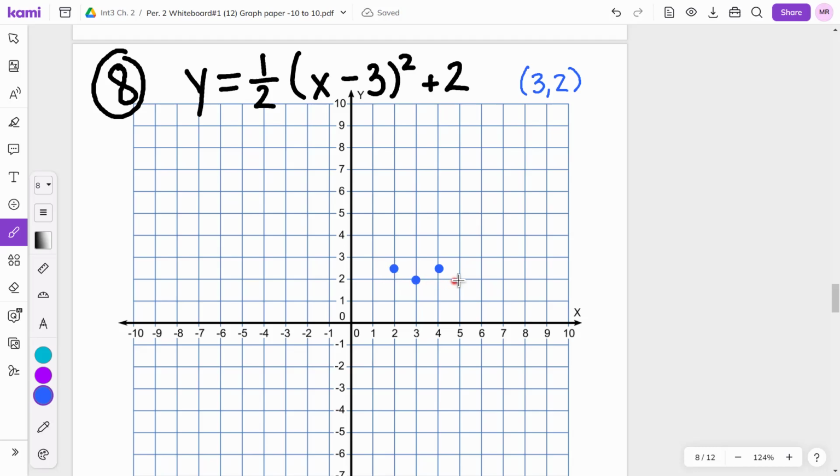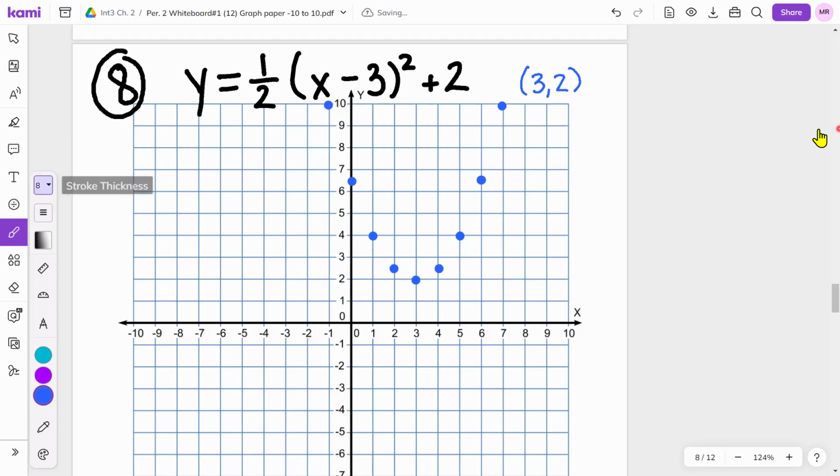Okay, I'm going to go out 2, 1, 2. 2 squared is 4, but half of 4 is 2, so up 2. I'm going to go out 1, 2, 3. 3 squared is 9, and half of 9 is 4.5. 1, 2, 3, 4, and a half. And the same on the other side. I'm going to go out 4, 1, 2, 3, 4. 4 squared is 16. Half of 16 is 8. 1, 2, 3, 4, 5, 6, 7, 8. And the same on the other side.